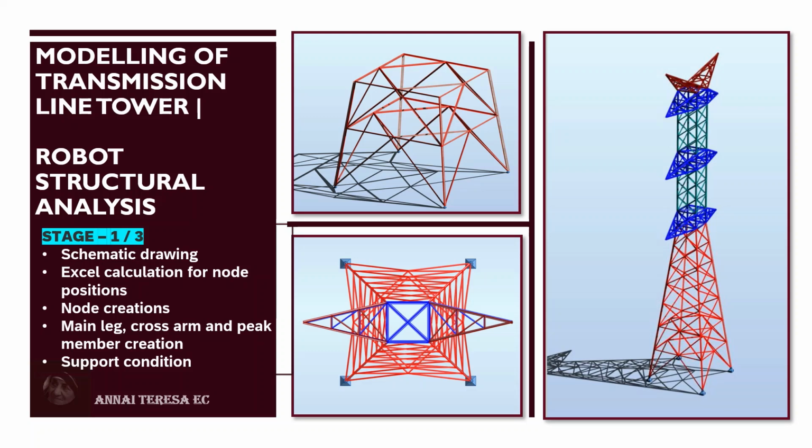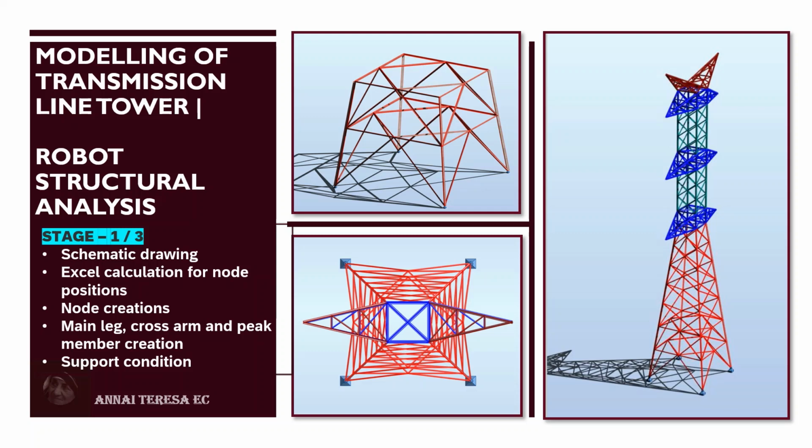In this stage 1 we are going to look at a schematic drawing of this transmission line tower, the Excel calculation which we require to find the node positions, node creation in Robot Structural Analysis, main leg, cross arm and peak member creations, and support conditions.